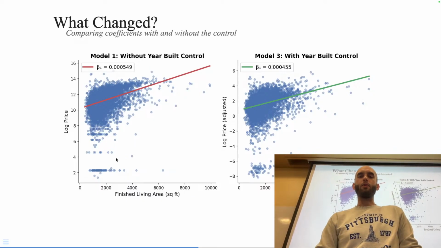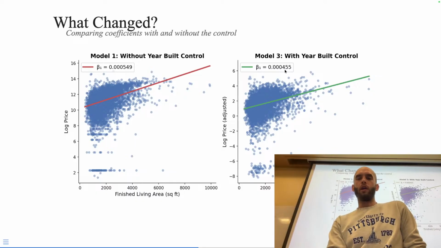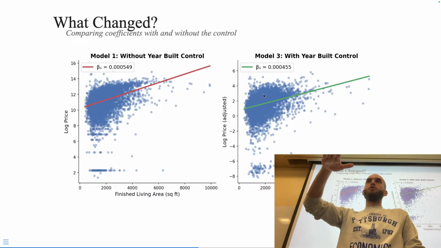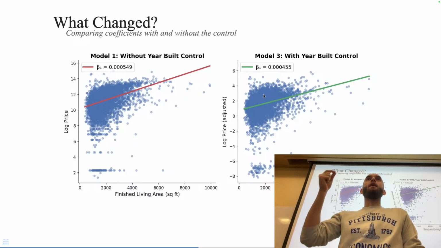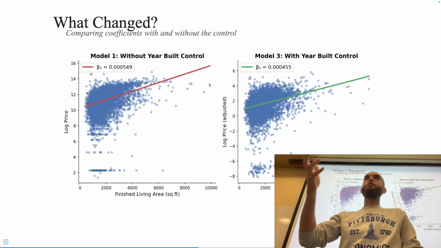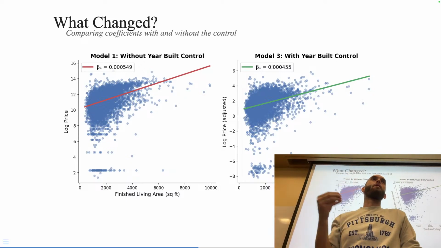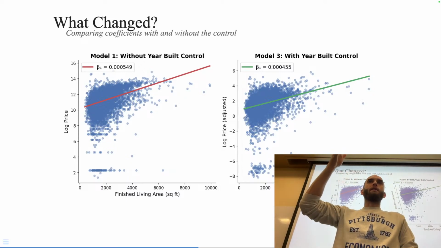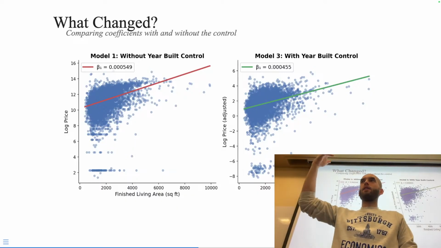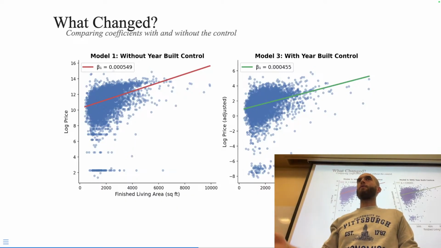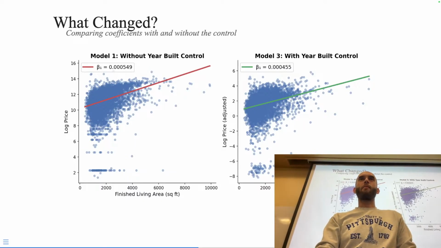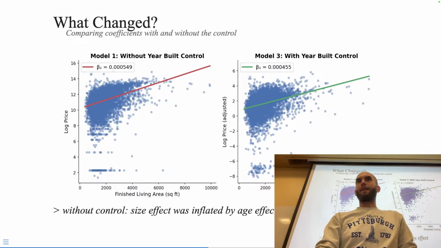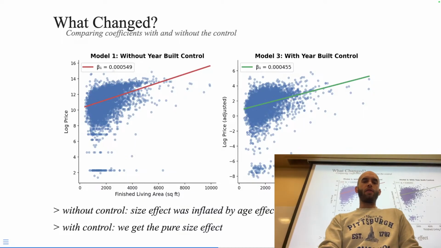Okay, and you can just see the two pictures. Once we've controlled for year built, we get a flatter relationship, meaning that age of the house inflated the estimate of the relationship between square footage and price. So we were overestimating the value of a larger house by not controlling for the age of the house by like 10%. Okay. So with the control, we get the pure size effect after controlling for age.